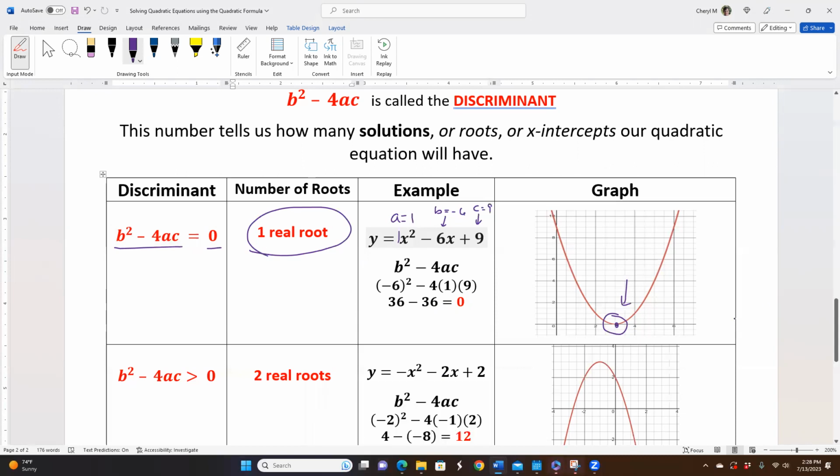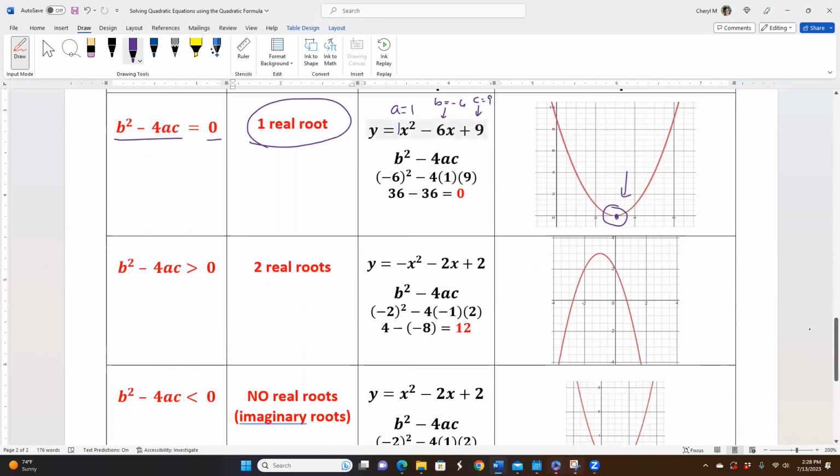Now, if we look at the next situation here, when b squared minus 4ac is greater than 0, we'll get two answers. Looking at this example, we have y equals -x squared minus 2x plus 2. So our a here is -1, our b here is -2, and our c here is 2. If we substitute that in, we'll get -2 squared minus 4 times -1 times 2, which, these two negatives, okay, when we multiply this together, we get -8, but we're subtracting it, which makes it 4 plus 8, or 12.